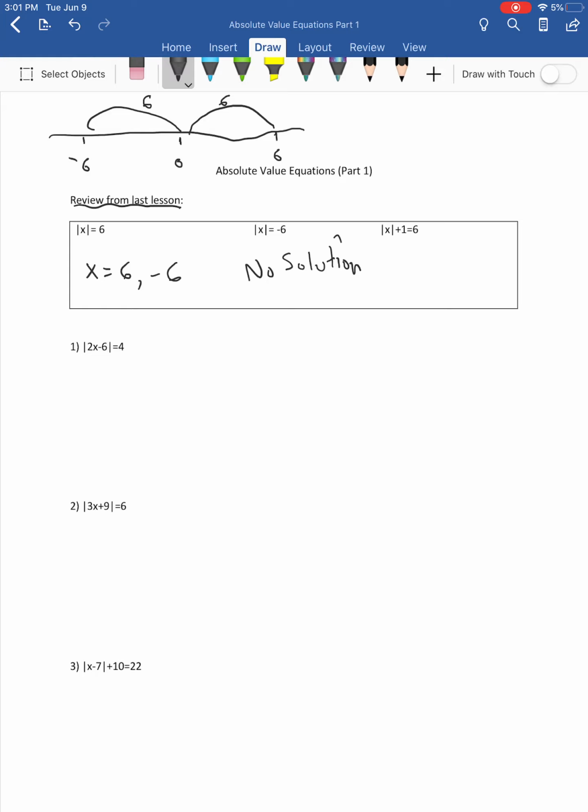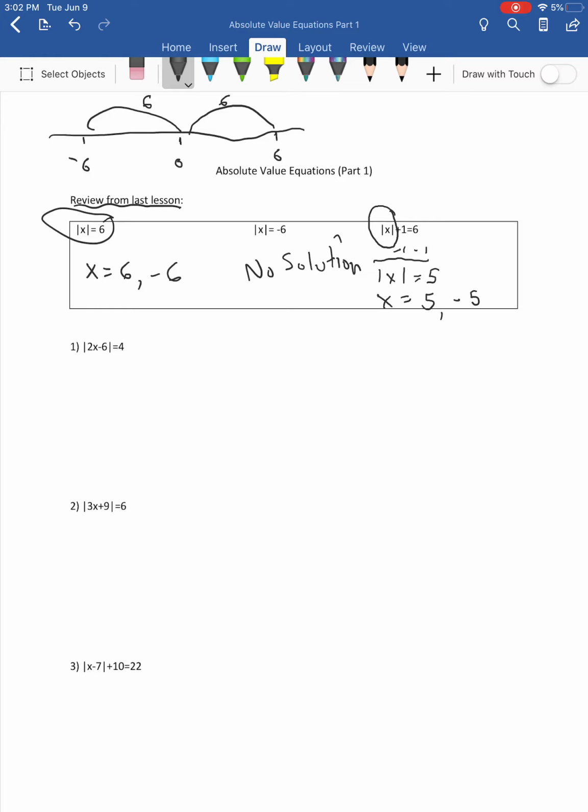And lastly, to solve an absolute value equation, we need the absolute value bars isolated. They're isolated here, but they're not isolated in the third example. So we want to subtract that 1 first. So we're going to get absolute value x equals 5. And then what number or numbers have an absolute value of 5? That's going to be positive 5 as well as negative 5.